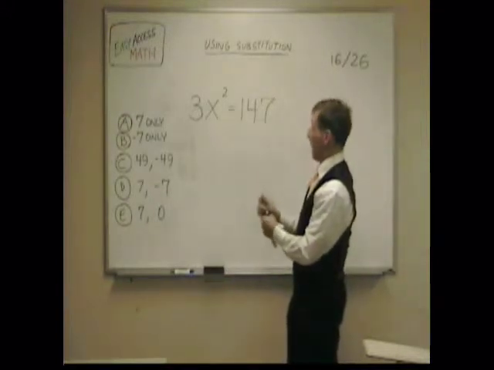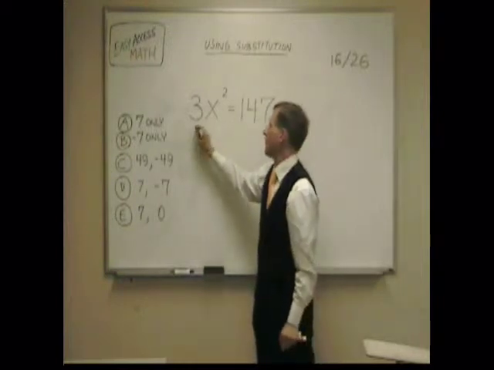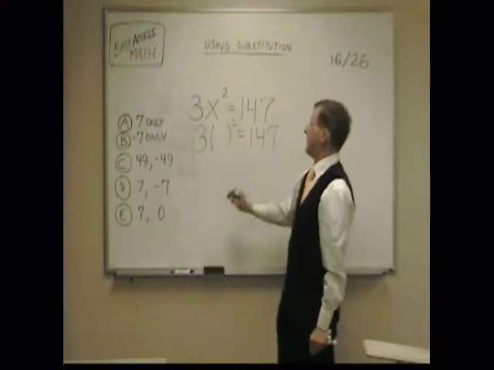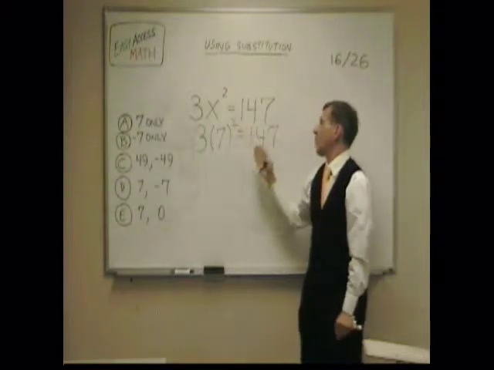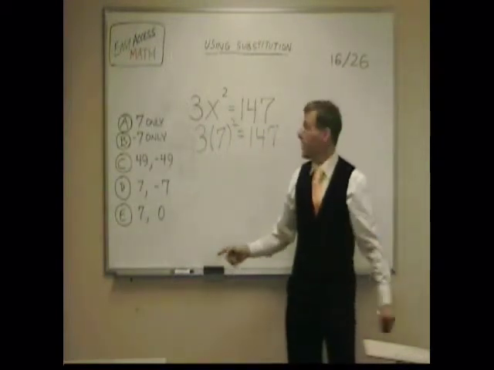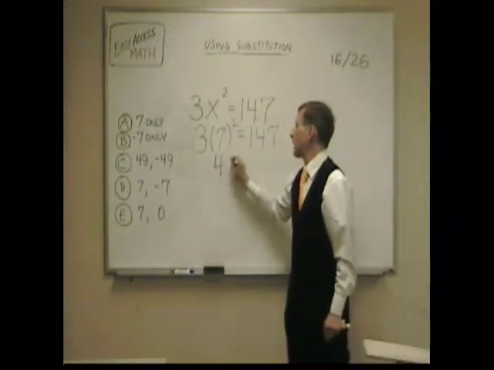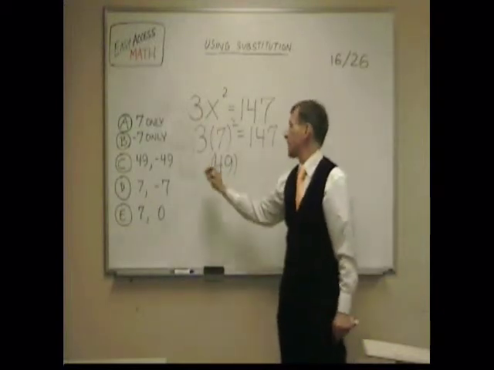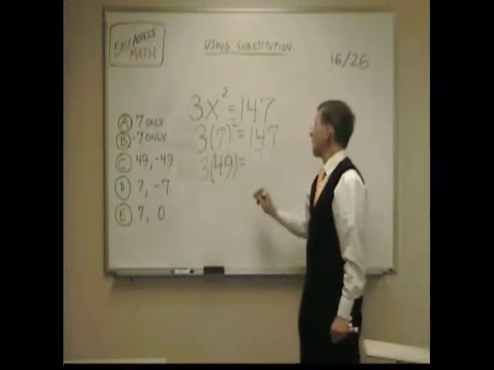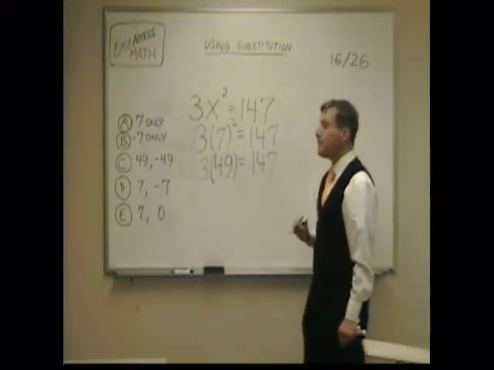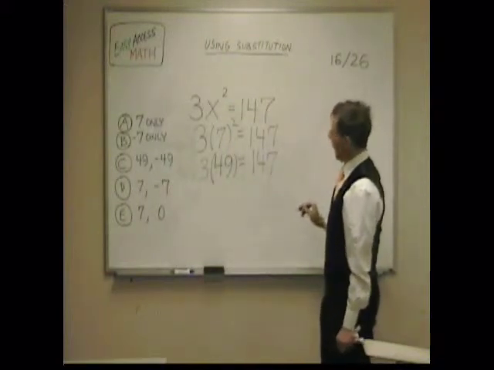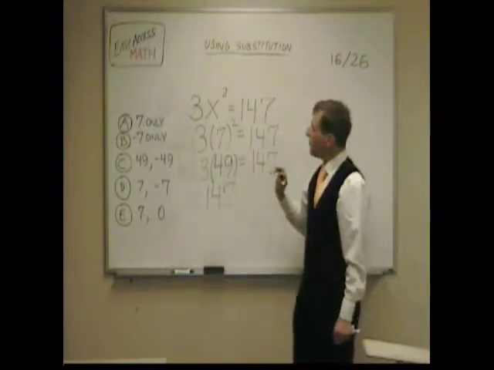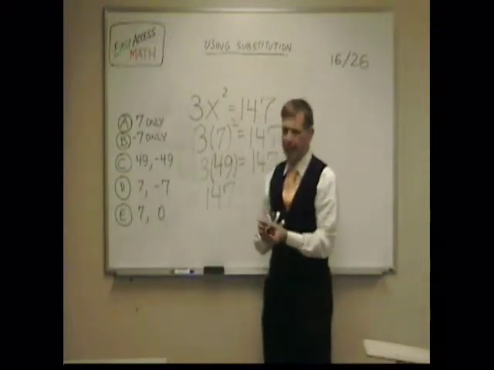So I'm going to substitute, and when I substitute, I plug in the answer. Let's see, I'm going to test out 7. 3 times 7 squared equals 147. Let's check. 7 squared is 49, 7 times 7. Remember, you do your exponent first. You always do your exponent first. And now I have 3 times 49, which is 147. Now, does that work? What is 3 times 49? Yes, it is 147. So 7 is an answer.